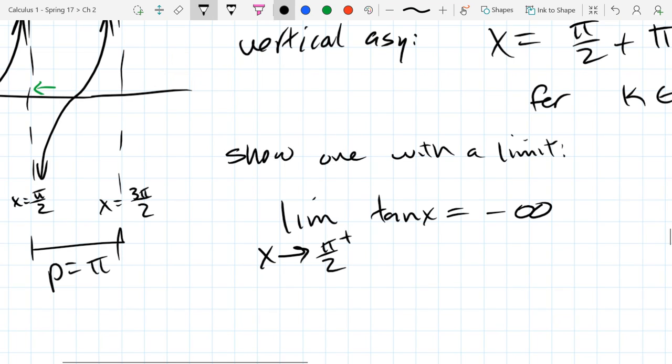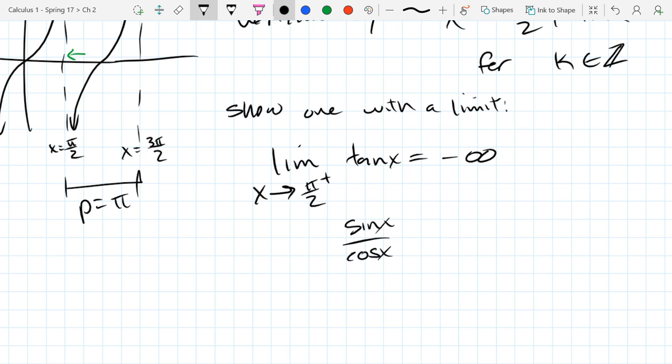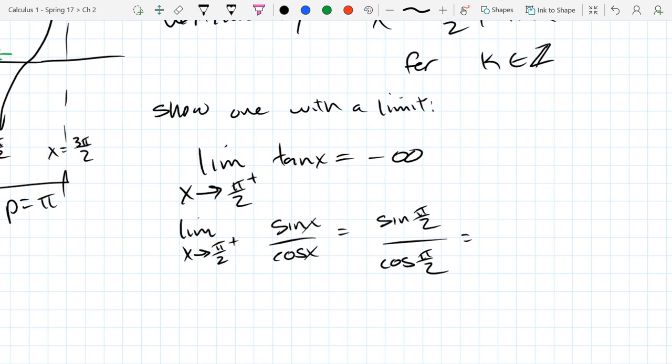Now, if you don't have a graph, how do you do this? Well, what we just looked at is rational functions. So let's write this. We can't write it as a rational function, but we can write it as sine over cosine. So what is sine of pi over 2? What is cos pi over 2? So sine is positive 1. What is cosine?